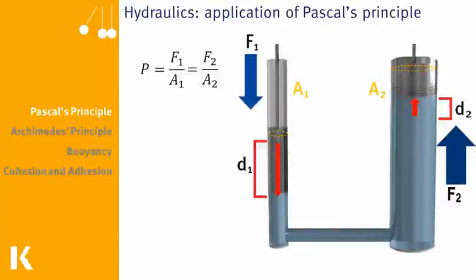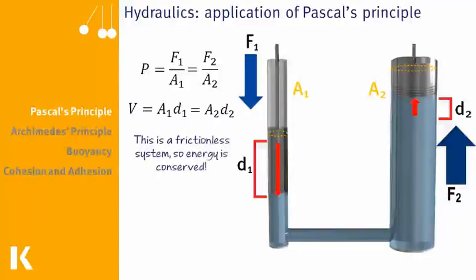Firstly, it gives us the expression for the conservation of volume, or the incompressibility of the fluid. The volume of the fluid moved by the first piston is equal to the volume of fluid filling the space vacated by that second piston. Or, in other words, the amount of fluid that moves the second piston. Secondly, because ideal fluids are frictionless systems, energy is also conserved.